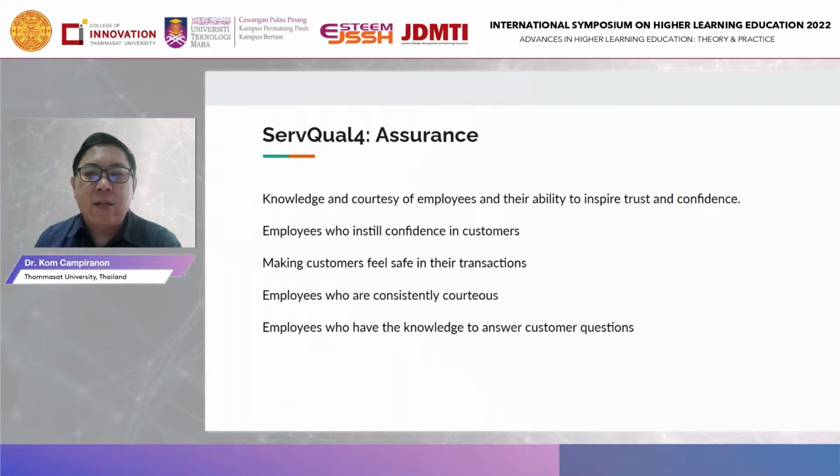Do they have that kind of assurance ability or not, right? Do the staff make us feel safe in this transaction or not, like keeping confidentiality and so on.